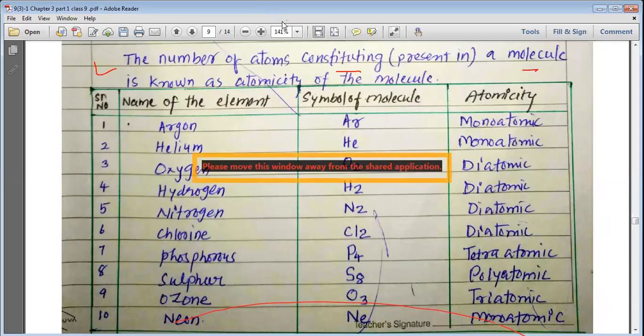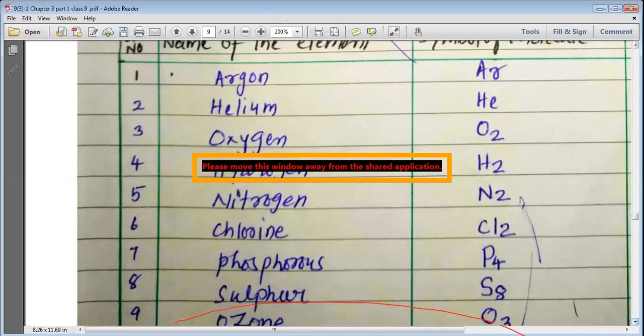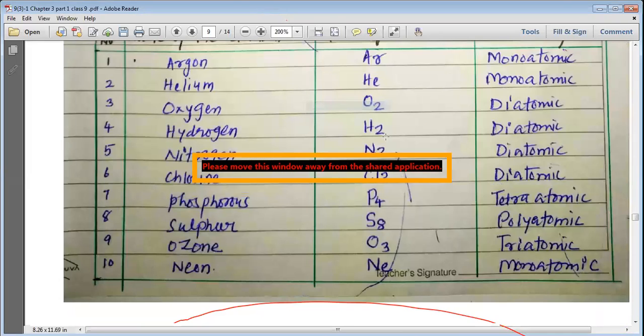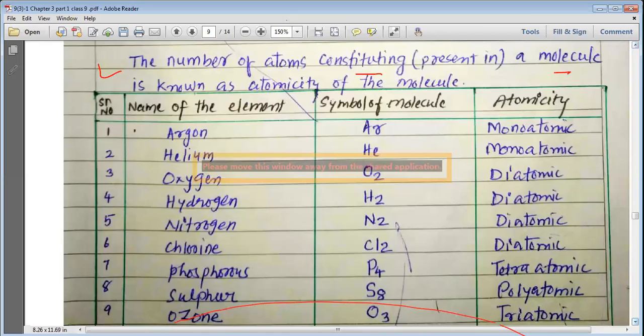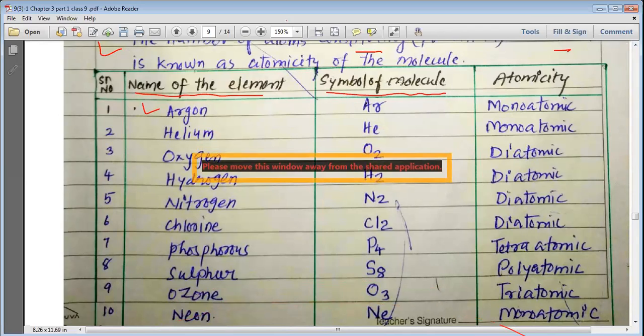Now you can see on your screen that we have the various elements, their molecules written, and the atomicity written for them. So let us study them one by one. We have a table. In the table, first we have the name of the element, then the symbol for its molecule, what kind of molecule the element makes, and then the atomicity.